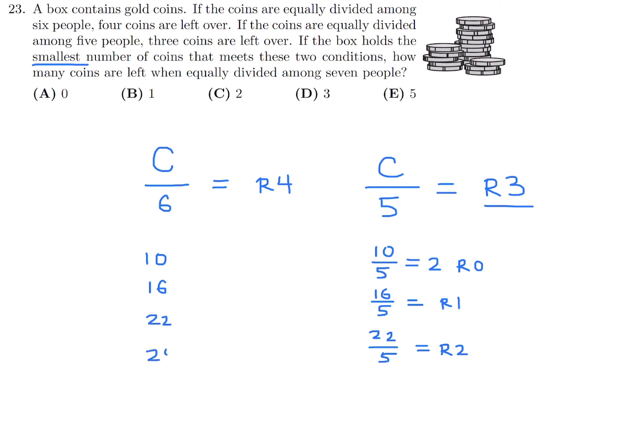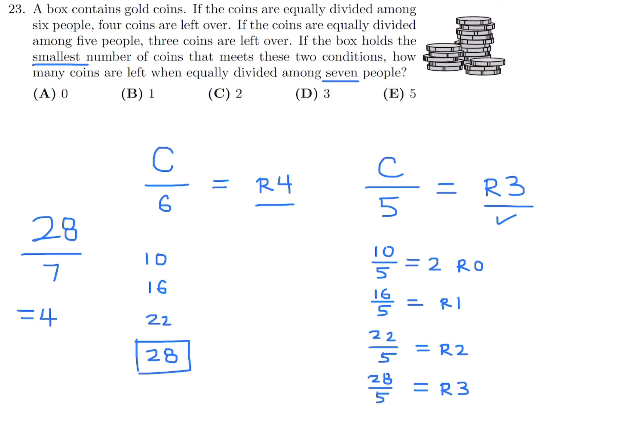How about 28? 28 divided by 6 gives a remainder of 4, and 28 divided by 5 gives a remainder of 3. So we've got our number: it's 28. And now we have to figure out when that number is divided by 7, what is the remainder? Well, 28 divided by 7 is 4. It's an integer, and the remainder is 0. So number 23, the answer is A.